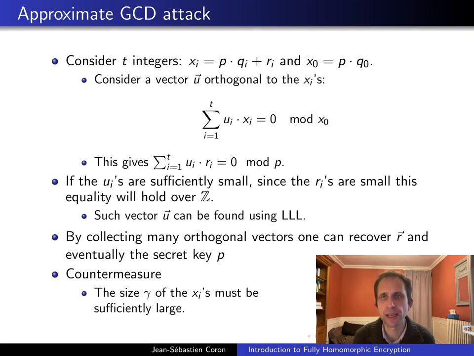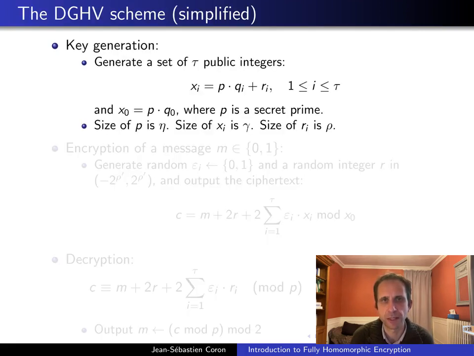And so such a vector u, and actually many vectors u, can be obtained using lattice reduction, using the LLL algorithm. And then we are going to collect many such orthogonal vectors, and once we have enough such vectors, we can actually recover the unknown r, and eventually the secret key p. So the complexity of this attack depends on the size of the xi's. And so to be secure, to have an attack of exponential complexity, we must take a large enough gamma, a large enough ciphertext size. So that's why these xi's must be huge. They must have at least 20 million bits.